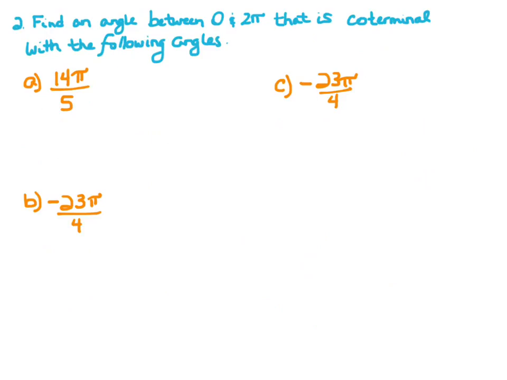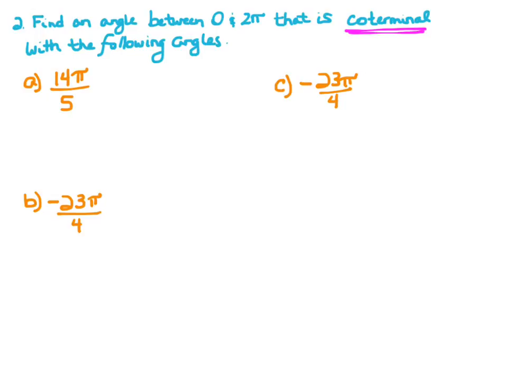All right, next question. In this question, we're asked to find an angle between 0 and 2 pi that is coterminal with each of the following angles. Now, whenever we're looking for coterminal, we are either going to add or subtract 360 degrees, or in this case, we're going to add or subtract 2 pi, since all of these angles that we have are in radians.